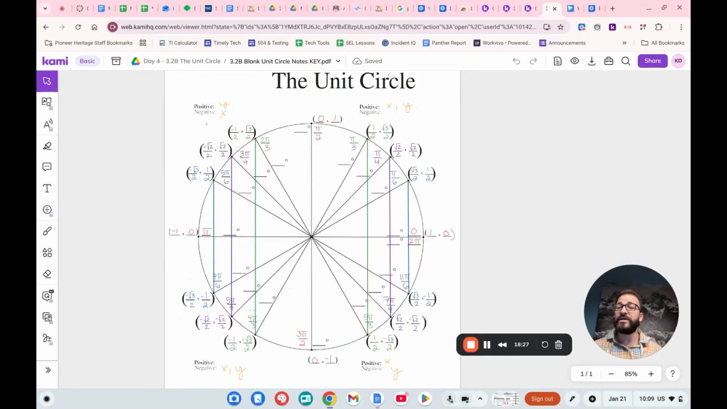And when I see you in class next time, or I see you in tutorials, come and ask me about some tips and tricks for memorizing the unit circle, because I got some fun ones that can help you with some deeper connections. But that's all for the unit circle, y'all.